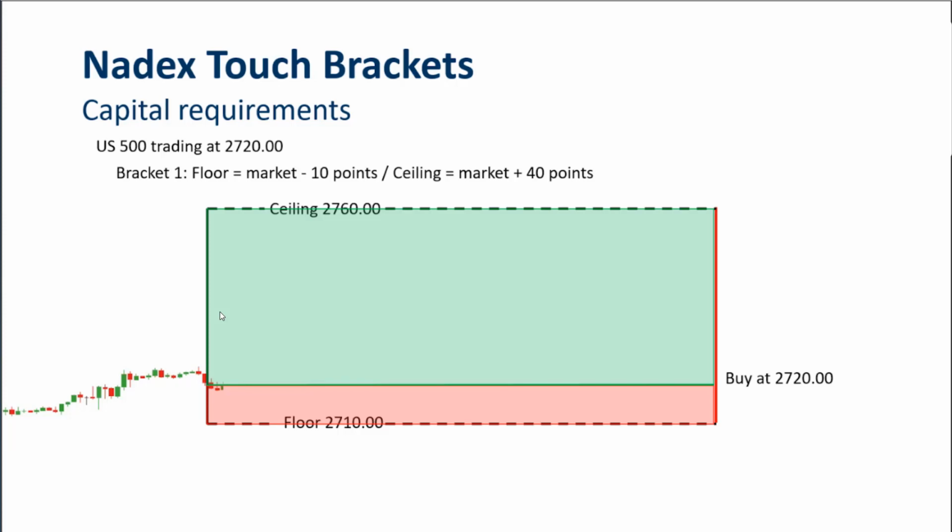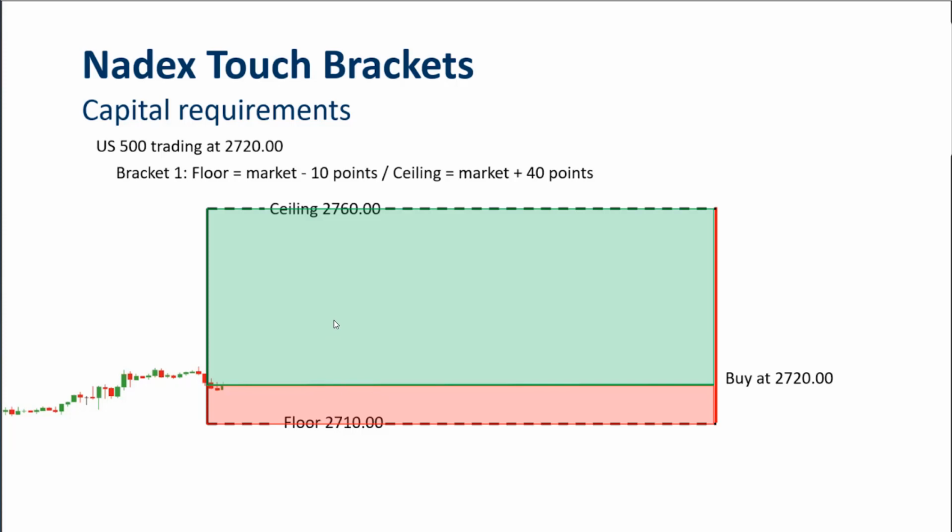Here's an example of the S&P 500. So if we are 10 handles below the current price here, which would be 27.10, and your touch bracket starts at 27. It's a range from 27.10 to 27.60. If you buy at 27.20, you have 10 points to the downside and a possible 50 points to the upside.